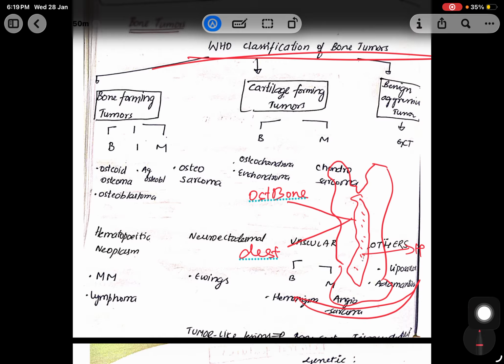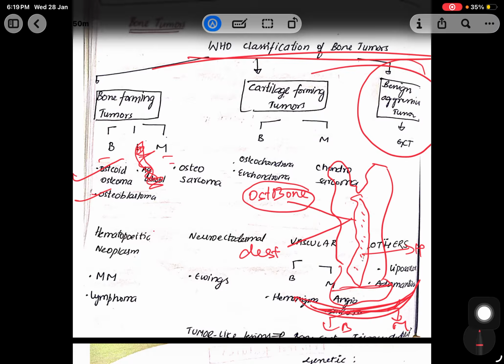So bone forming tumors, that is osteoblastic tumors, can be either benign, intermediate, or malignant. You can forget this part for the sake of convenience. So what is the benign thing which you see? Osteoid osteoma or osteoblastoma. But the malignant one is osteosarcoma. Then again, cartilage: you have either benign or malignant. Benign is osteochondroma, and whenever you have a sarcoma, it is the malignant part. And a benign aggressive tumor which is there in the epiphysis is one more, that is GCT.